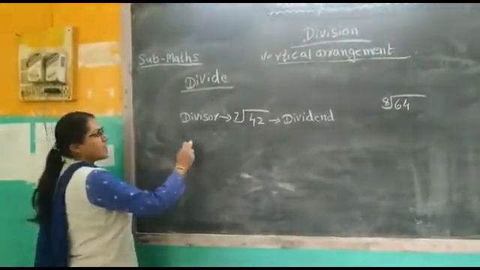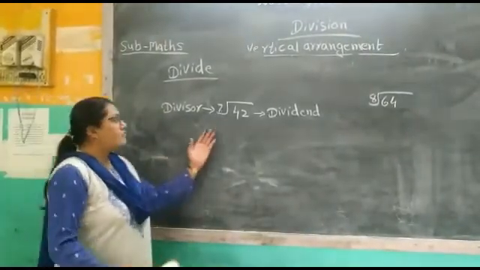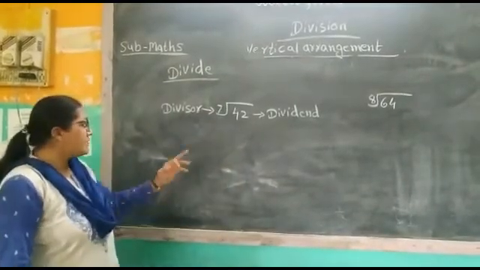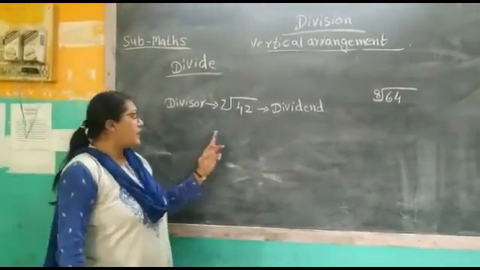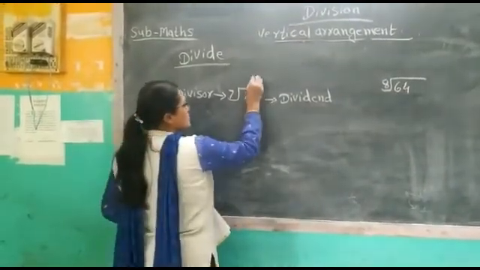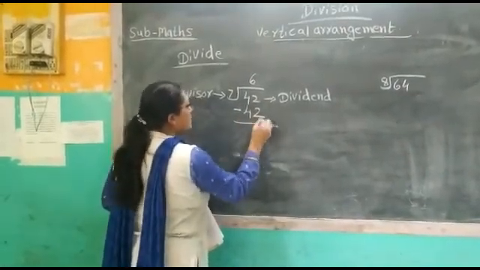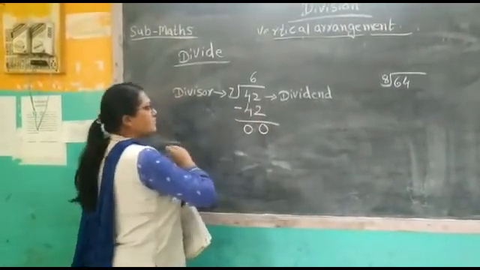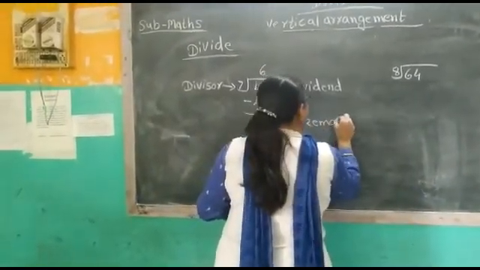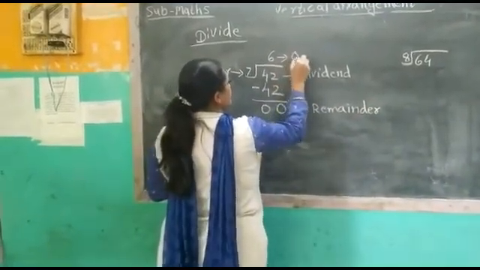Now next. Now see children. 42 divided by 7. Here now we have to tell the table of 7. Now how will we divide this sum? See, 7 fives are 35. 7 sixes are 42. 2 minus 2 is 0 and 4 minus 4 is 0. So 0 is the remainder. And 6 is the quotient.